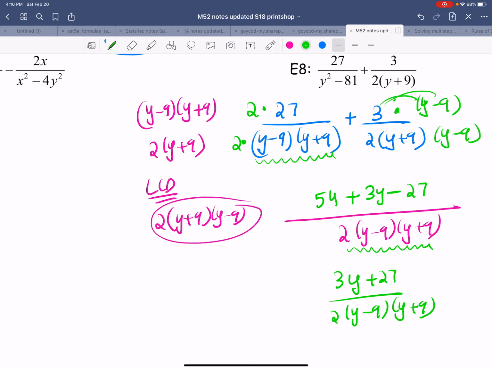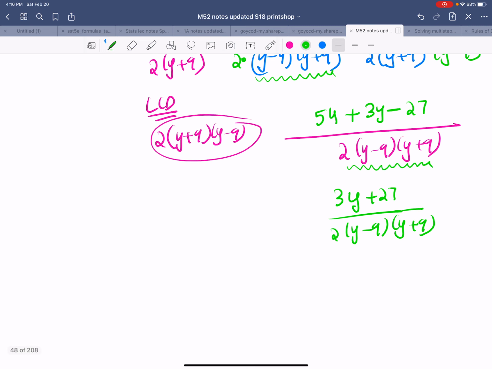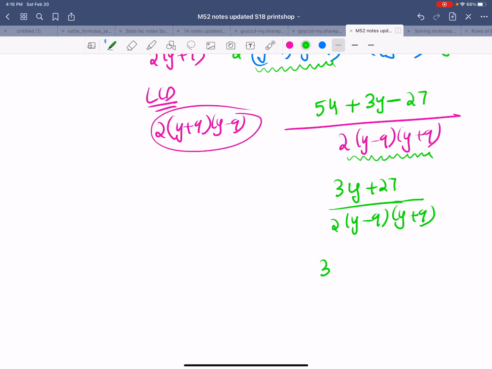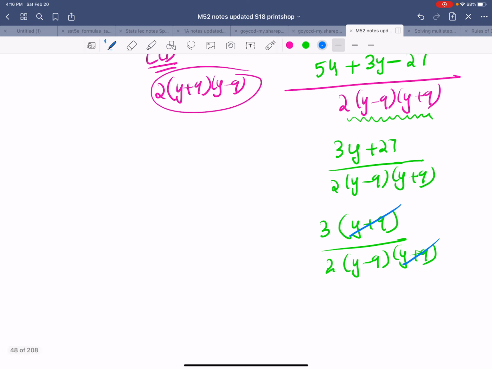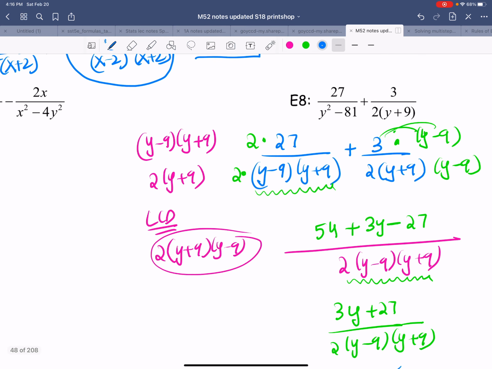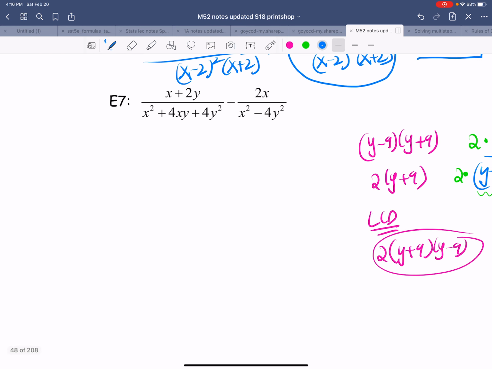times y plus 9. Now, further factoring is possible because I can take out a 3 from the numerator, and we are just left with a common factor between numerator and denominator. Once we cancel that out, 3 is in the numerator and y minus 9 is in the denominator. That's our end product. Okay, another example.